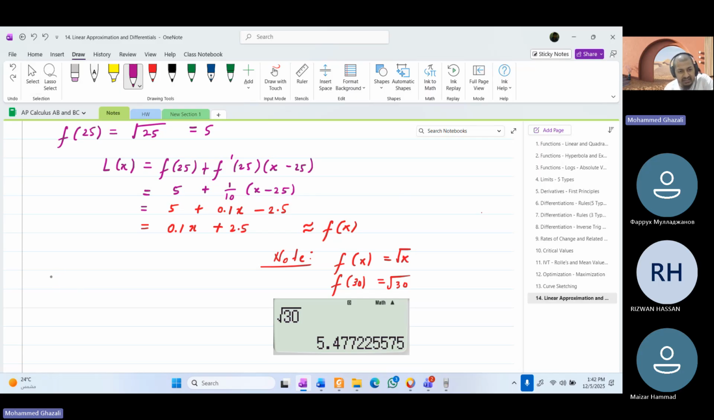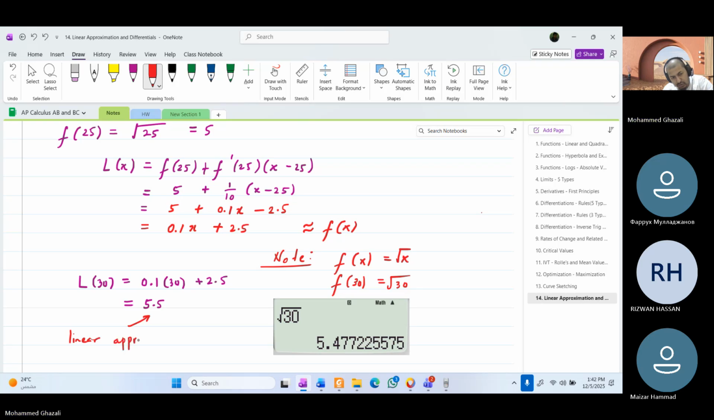Now, I wanted to find an approximation to square root of 30. So now I can say L of 30 is equal to 0.1 times 30 plus 2.5. So that's 3 plus 2.5, and that's how we got 5.5. Okay, guys. So you can see how close your approximation is. The actual answer is 5.477, and the estimated answer is the linear approximation answer. Right, it's an approximation answer.